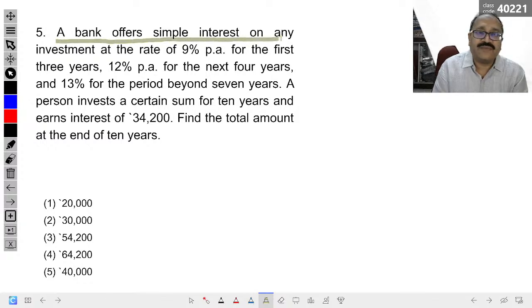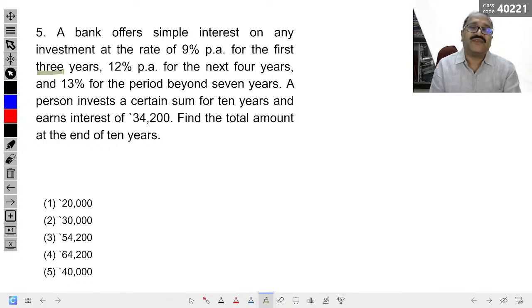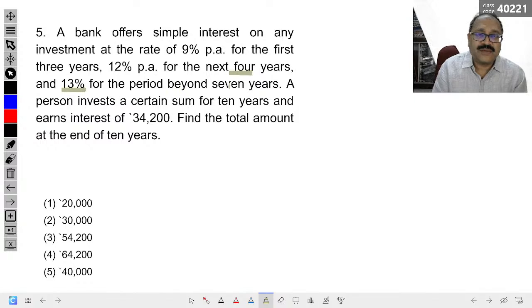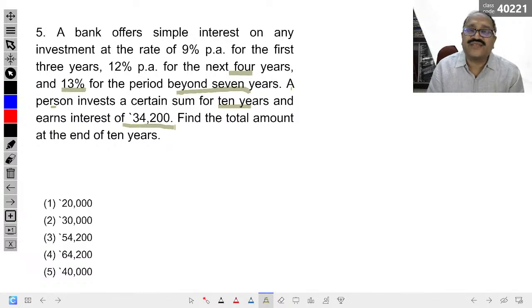A bank offers simple interest on an investment at the rate of 9% per annum for the first 3 years, 12% per annum for the next 4 years, and 13% per annum for the period beyond 7 years. A person invests a certain sum for 10 years and earns rupees 34,200. Then find the total amount at the end of the 10 years. I need the principal plus interest.